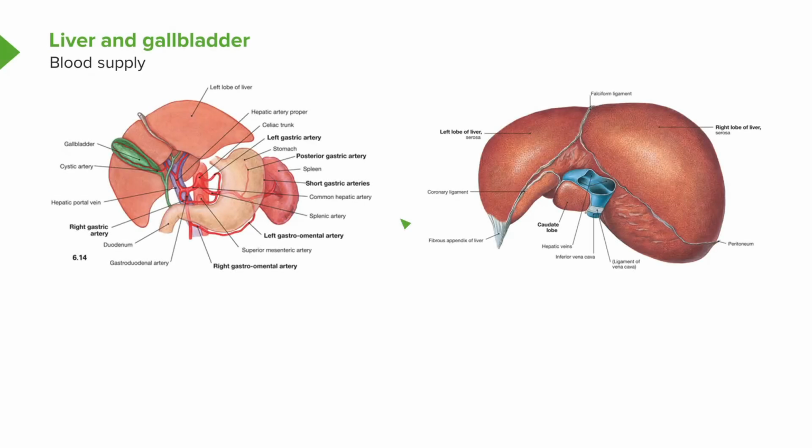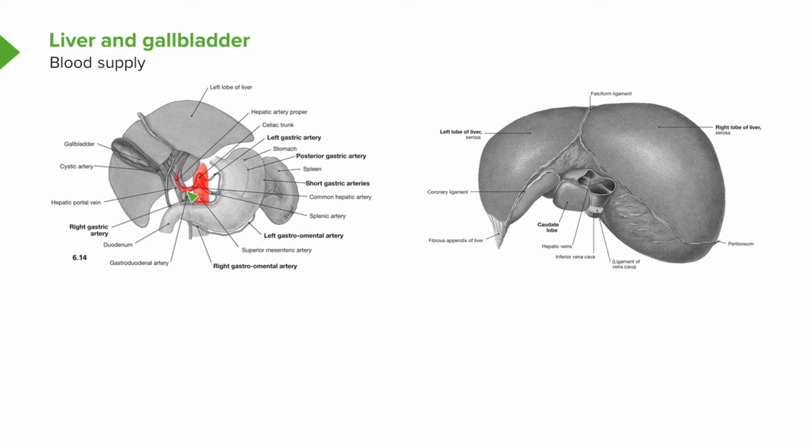So if we look at the blood supply to the liver and to the gallbladder, then this is primarily going to be from the celiac trunk. The celiac trunk, which is this branch that's coming off the aorta. We spoke about it last when we looked at the blood supply to the stomach. And we can see that the liver is going to be supplied by the hepatic artery.